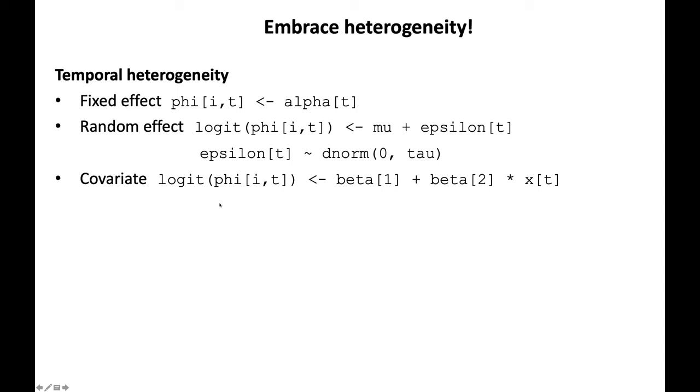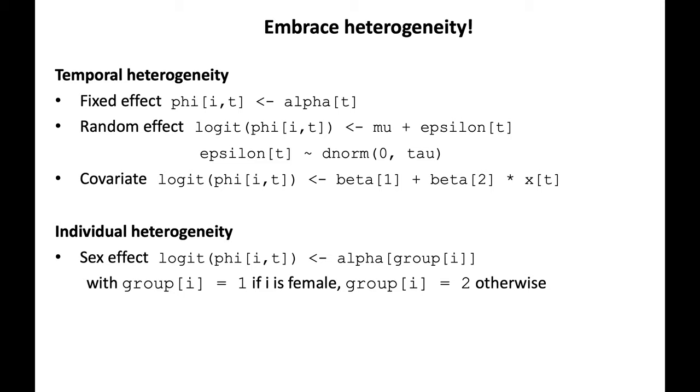Okay, what about individual heterogeneity? First, you may have an individual covariate that explains the differences in survival among individuals. Let's say that you could determine the sex of the individuals you surveyed, you monitored. Then you can write that survival is either alpha 1 or alpha 2, where 1 is for female and 2 is for male, respectively. And this value is given by the variable group, which you plug in alpha here.